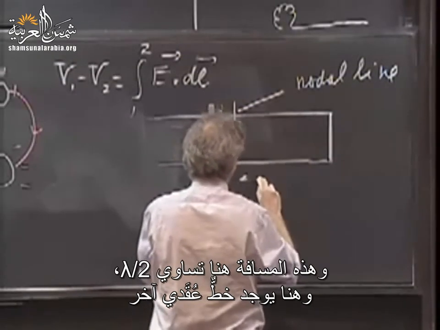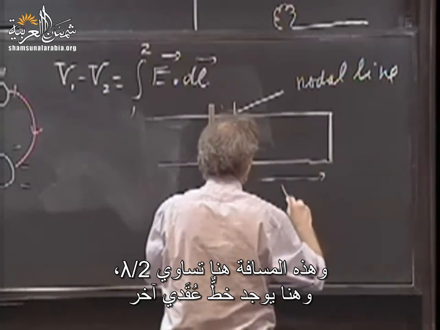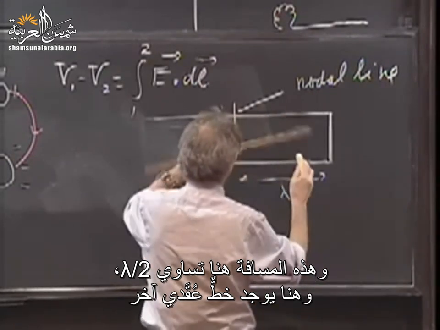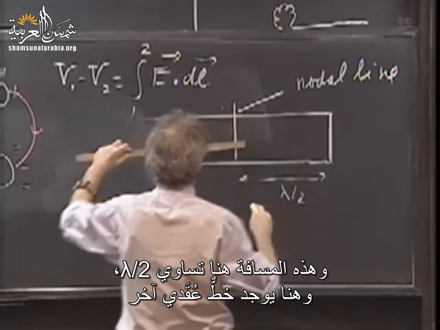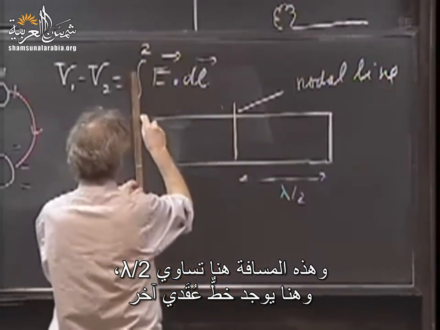But since I get a standing wave here, incident wave and reflected wave, right here, there is another nodal line. And this distance then is 1/2 lambda. And right here, there is another nodal line.